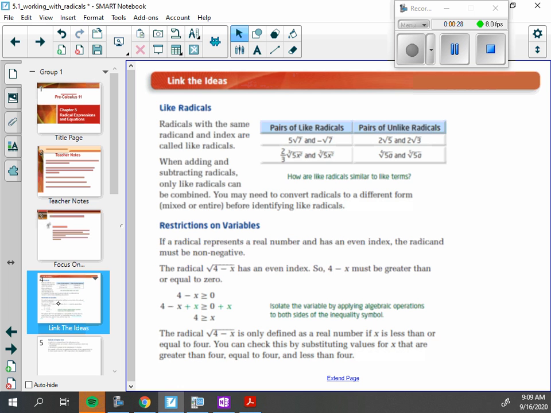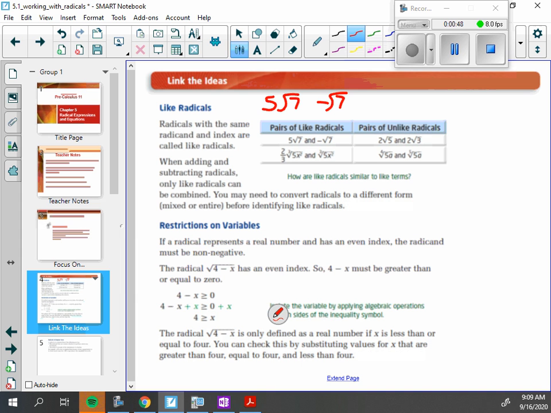Okay, and you guys don't have this page in your notes, but this is straight out of your textbook, and it's talking about like radicals. I'm not sure if you could read this at the back, so I'll just write them. Pairs of like radicals would be things like 5 square root 7 and negative square root 7.